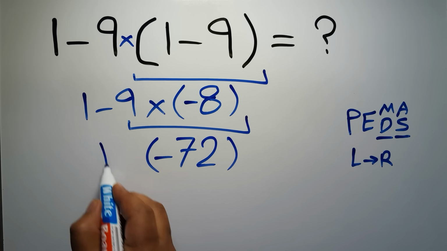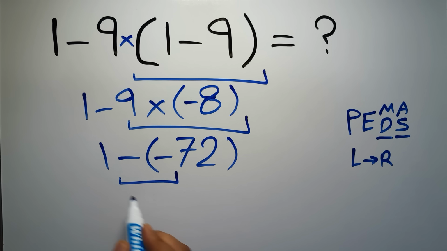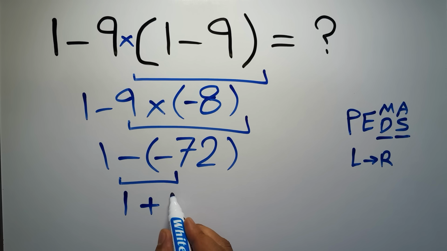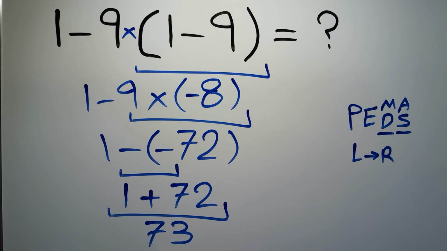So 1 minus negative 72. Negative times negative gives us positive. So 1 plus 72, which equals 73. And this is our final answer to this problem.